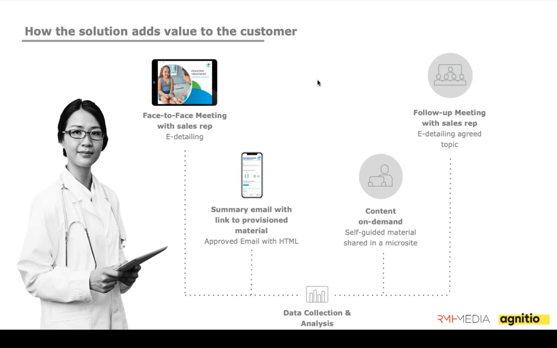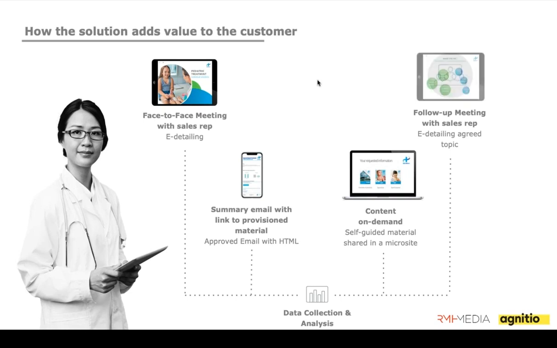When clicking on the link in the summary email, the content on demand or microsite opens in a browser. The material that can be accessed through the microsite will be highly relevant for the HCP as it was chosen by the HCP during the visit. All the channel visits will automatically be synced to the Rainmaker platform and optionally to the CRM platform via an integration. The integration to the CRM platform will make sure to create the next meeting automatically based on the details captured in the face-to-face visit.